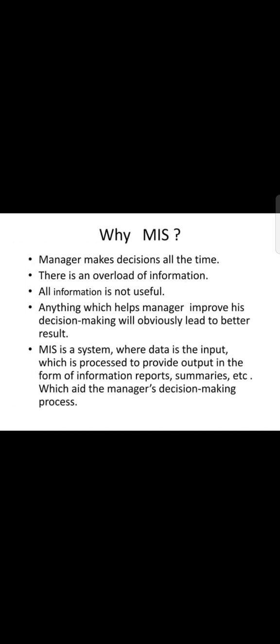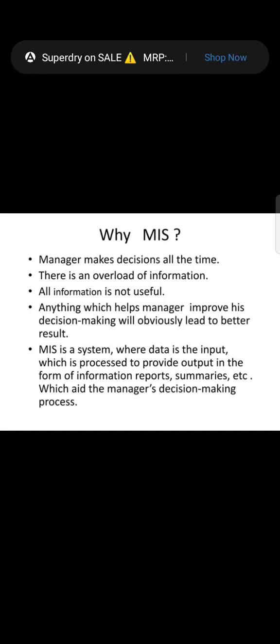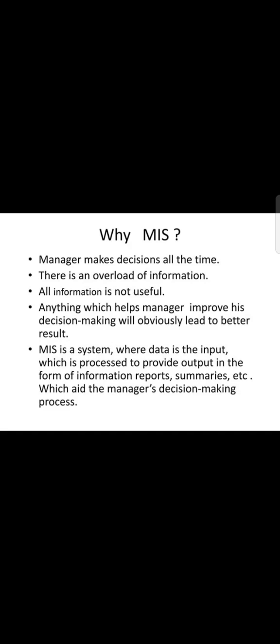Why does IMS help make decisions all the time? There is an overload of information, and all information is not useful. IMS helps managers improve decision making at any time, which leads to better results. IMS is a system where data is the input, which provides output in the form of information, reports, and summaries, etc., which aids the manager's decision-making process. This IMS mainly depends on decision making, and how we are maintaining that and planning. It makes managers take decisions all the time.